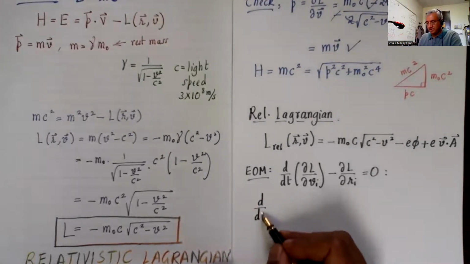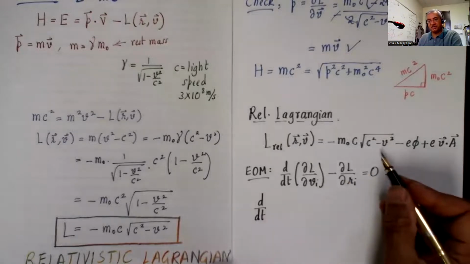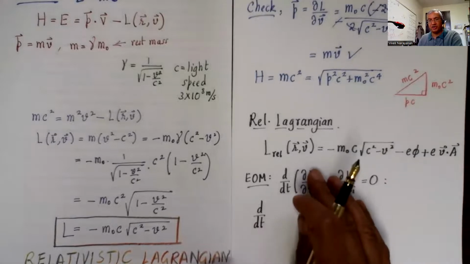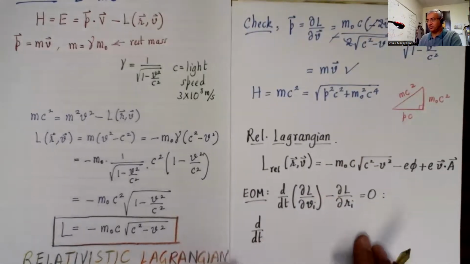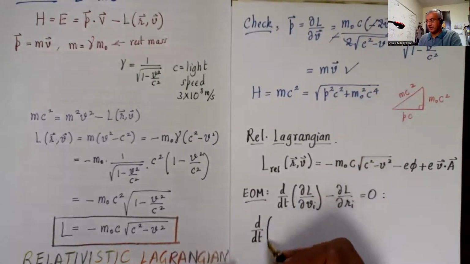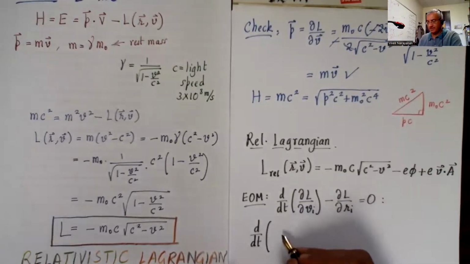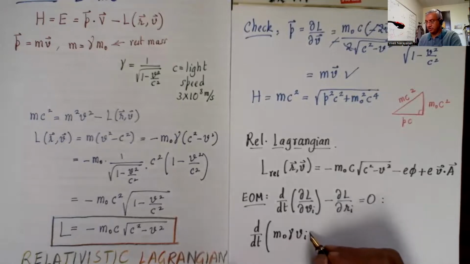d by dt, let's first differentiate the Lagrangian with respect to v. This step I've already done while finding the canonical momentum there. So del L by del v can be written as mv. So I'll write it as m naught gamma v_i, because it's the ith component.